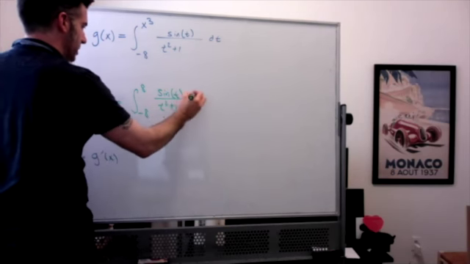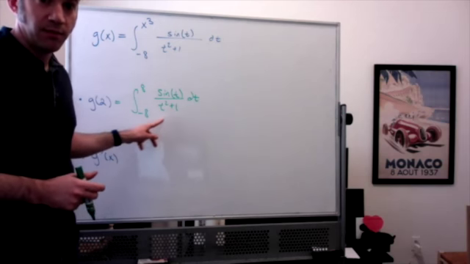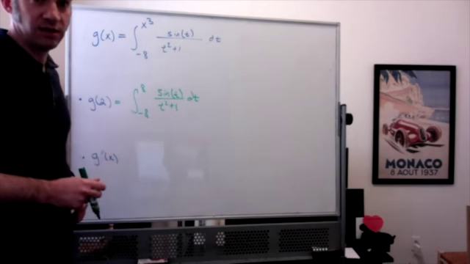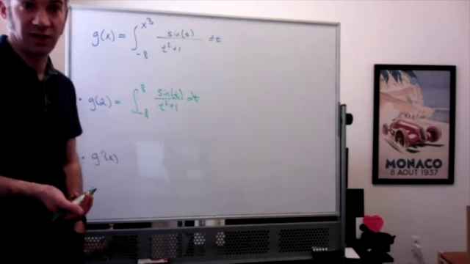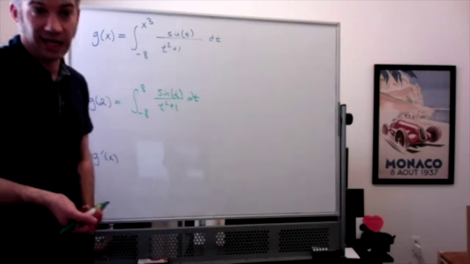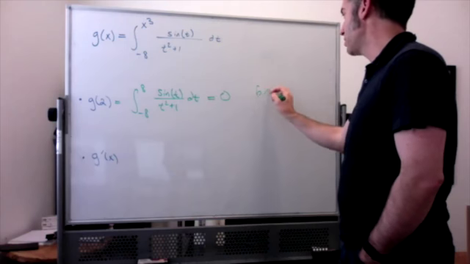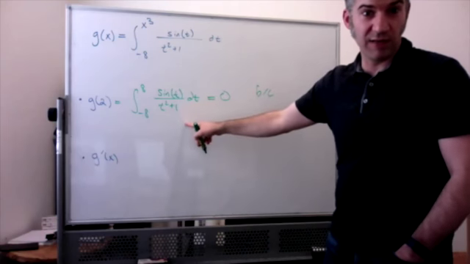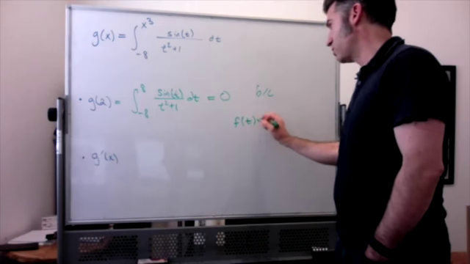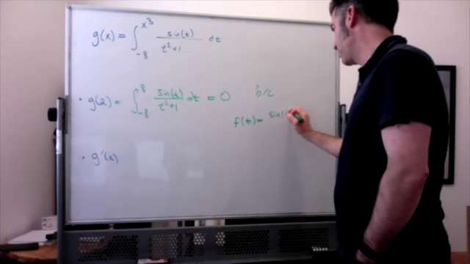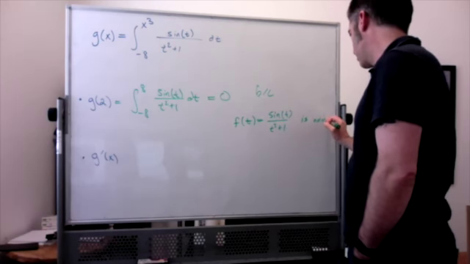Now, I don't know how to integrate this, but I noticed that these are opposite sides of each other, which is a really good clue that this might be an odd function and the integral might be 0. It is. This is equal to 0 because this function here, which I'm going to call f of t for a second, f of t equal to sine of t over t squared plus 1, is odd.